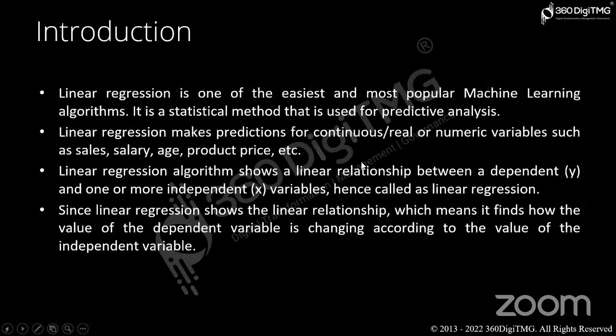So linear regression shows the linear relationship between a dependent variable and one or more independent variables. Hence, it is called linear regression. Since linear regression shows the linear relationship, it finds how the value of the dependent variable is changing according to the value of the independent variable.